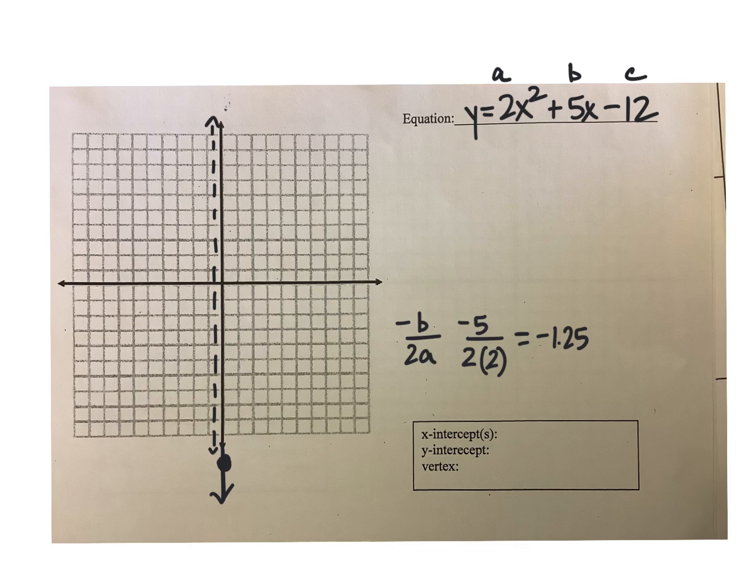So there it is, negative 1.25. Oh, that's not negative 1.25. I need to erase that. That was only negative 0.5. So negative 1.25 would be somewhere here.